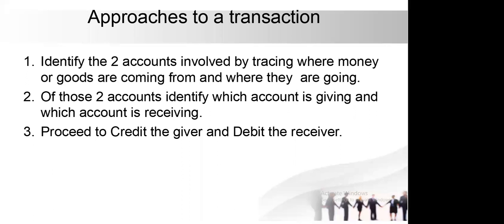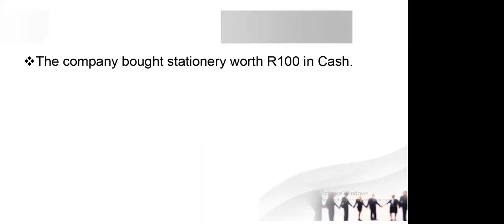And then number two, of those two accounts, you identify which account is giving and which account is receiving. One account is bound to be giving and the other is bound to be receiving, giving either cash or goods and receiving exactly the same. After identifying that, you proceed to credit the giver and then you debit the receiver.